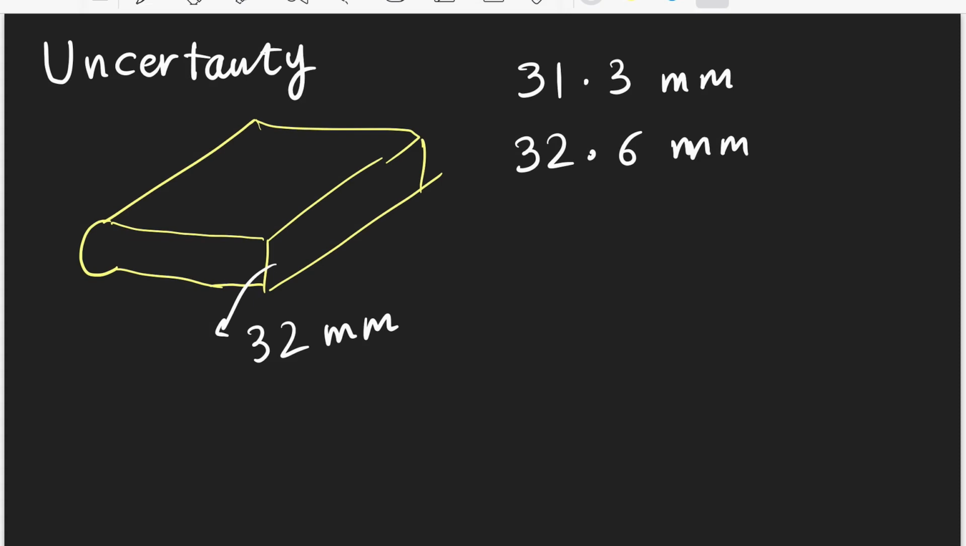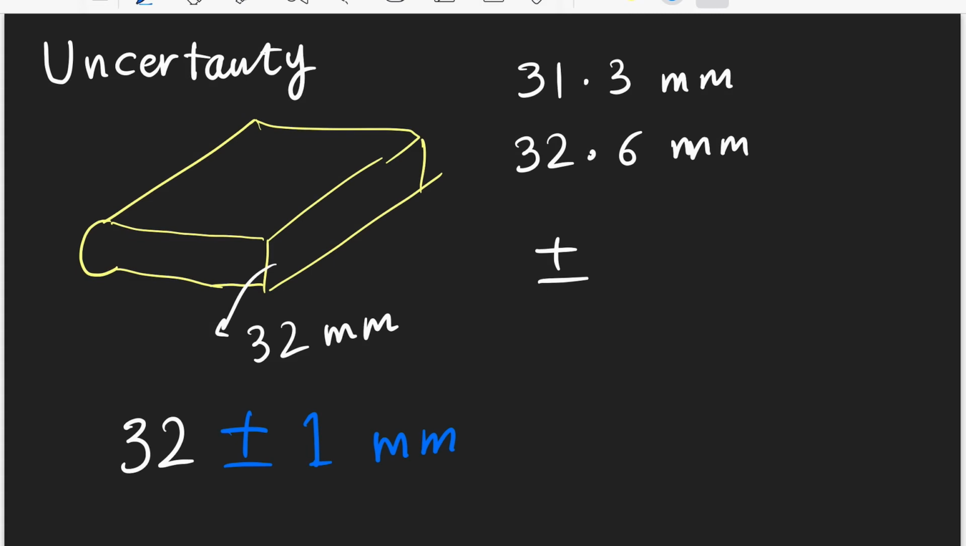We often indicate the accuracy of a measured value by writing the number plus a plus minus sign and a second number that shows the uncertainty of the measurement. In our case, for example, I can write the thickness equal to 32 plus minus 1 millimeter.